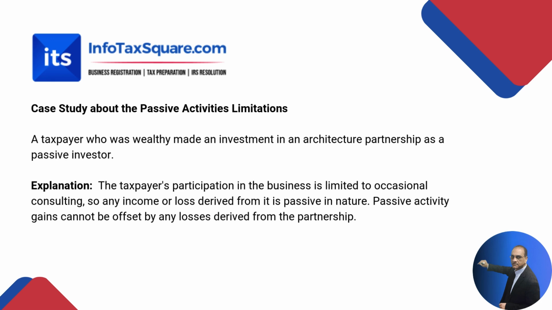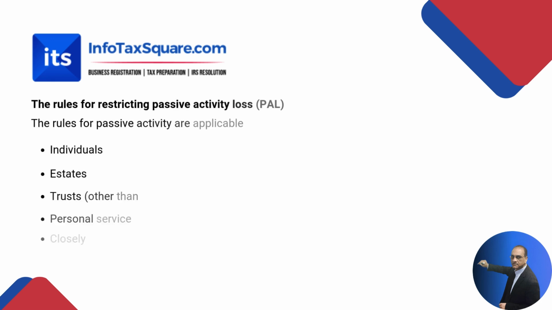Passive activity gains cannot be offset by any losses derived from the partnership. The rules for passive activity losses are applicable to individuals, estates, trusts other than grantor trusts, personal service corporations, and closely held corporations. Passive activity rules are not applicable to active income, losses and credits, or portfolio income, losses and credits, casualty and theft losses, vacation home rental, qualified home mortgage interest, business use of home, or working interest in an oil or gas well held through an entity that does not limit the person's liability.